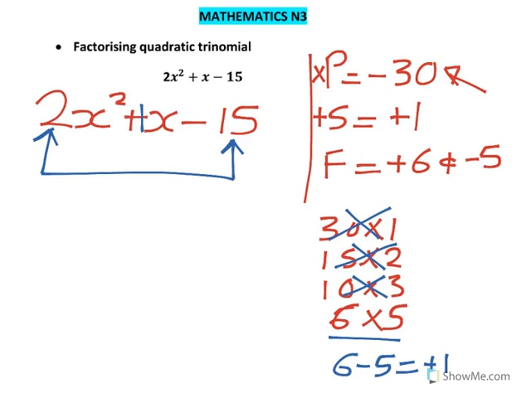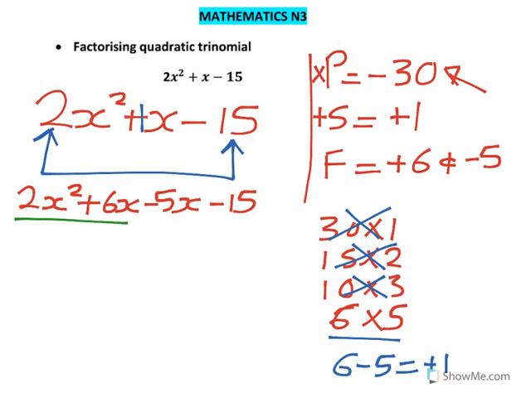You rewrite this expression now as 2x squared, instead of 1x, you put plus 6x minus 5x minus 15. You go on now and say what's common in the first two, and what's common in the last two. 2x in this case is common. You take out 2x. You're going to have x plus 6 divided by 2 is 3.